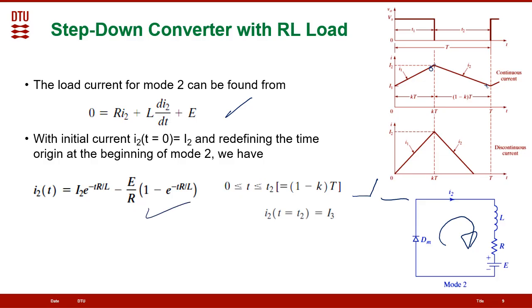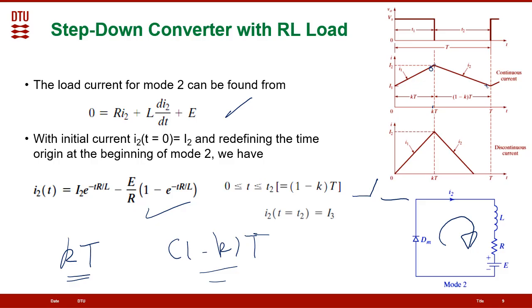As you can see, this equation is valid from kT up to (1 minus k)T. Because kT is the time of the on state, and (1 minus k)T will be the time for mode 2. So for example, if k is equal to 0.5, then this will be 0.5T, and this becomes 0.5T. So it depends on the duty cycle.